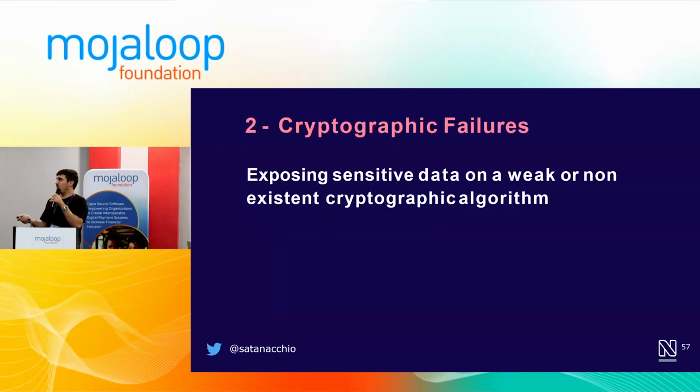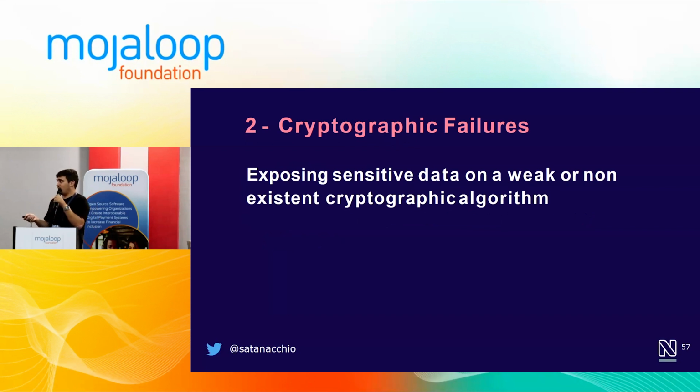Number 2, cryptographic failures. So imagine that our database somehow gets leaked. So it's available on the internet. If we used a good cryptographic algorithm, even if it's leaked, everything is going to be encrypted. So it's useless for an attacker.